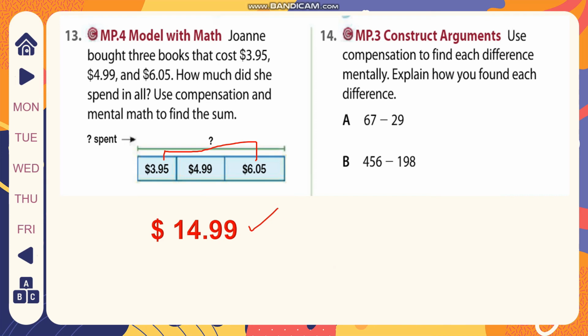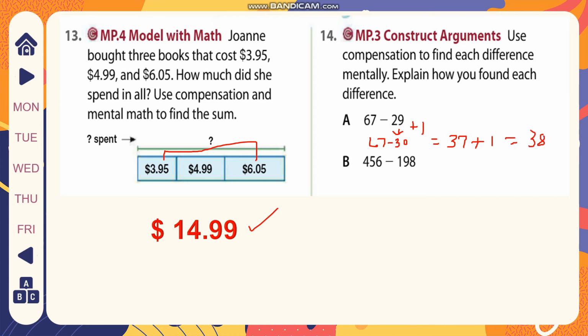Number 14. Use compensation to find each difference mentally. Explain how you found each difference. So 67 minus 29, if I'm going to apply the compensation, this becomes 30. So I added 1. So 67 minus 30, that is easy now. So the answer is 37. Okay, so since I added 1 from the start, it means I need to add also 1 at the end because that is subtraction. So that is 38.